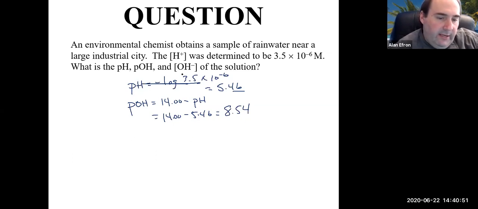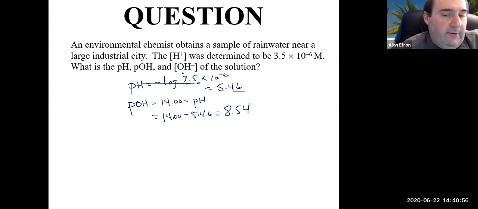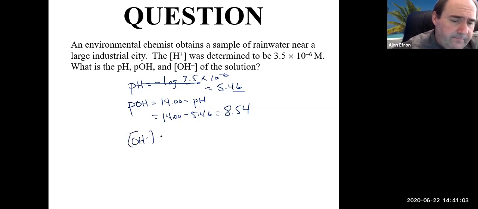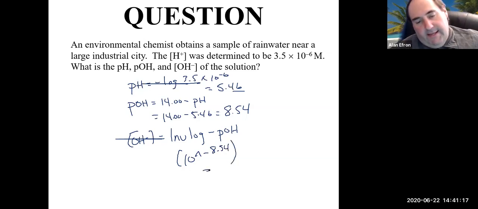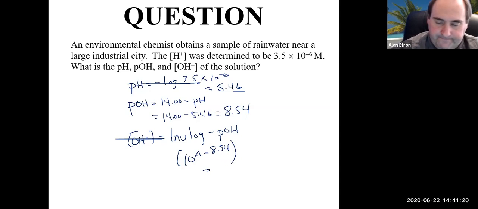And lastly, we want the OH minus concentration, which we really have 2 ways we could get. We could use Kw and the original value to get the OH minus. We also could take the pOH that we now have and take the inverse log of the minus pOH. So that's going to be a 10 and a caret on your calculator, 8.54, making it negative. That would get you 2.86 times 10 to the minus 9.